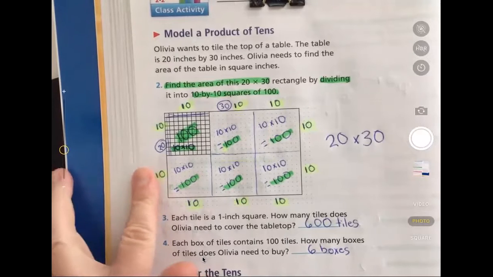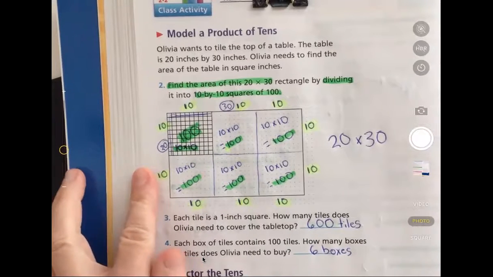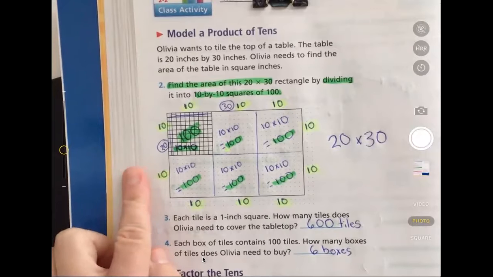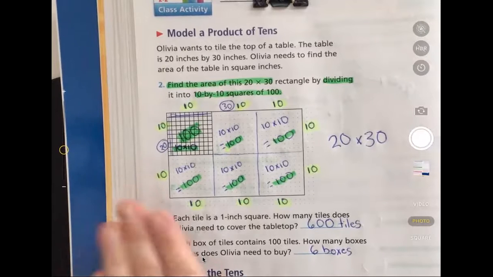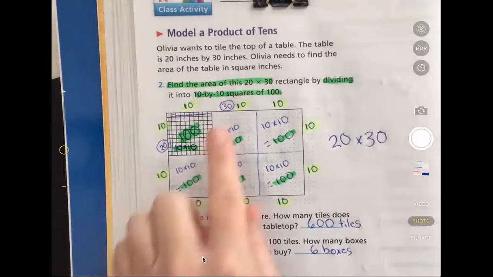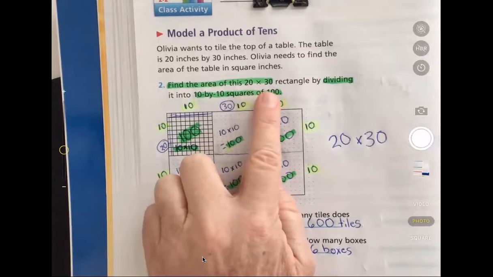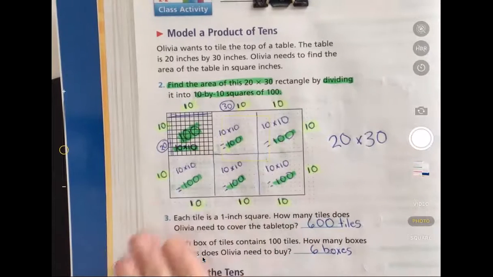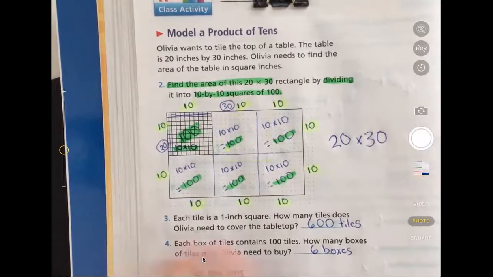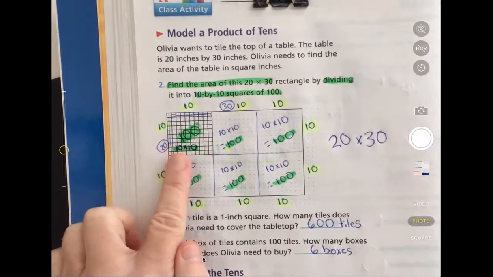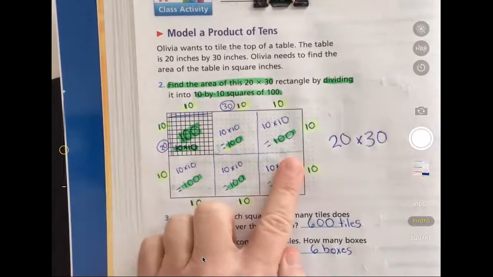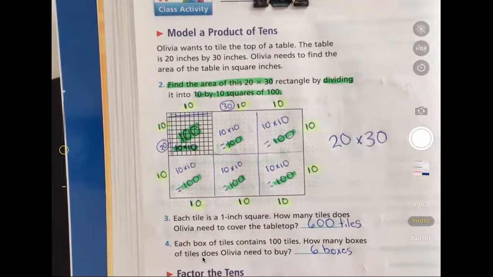This was Olivia, and she wanted to tile the top of the table. So she was trying to find the area of this 20 by 30 rectangle, okay? She made, and we made, 10 by 10 squares to help us. So we really are factoring the tens. That's what we're really going to practice.